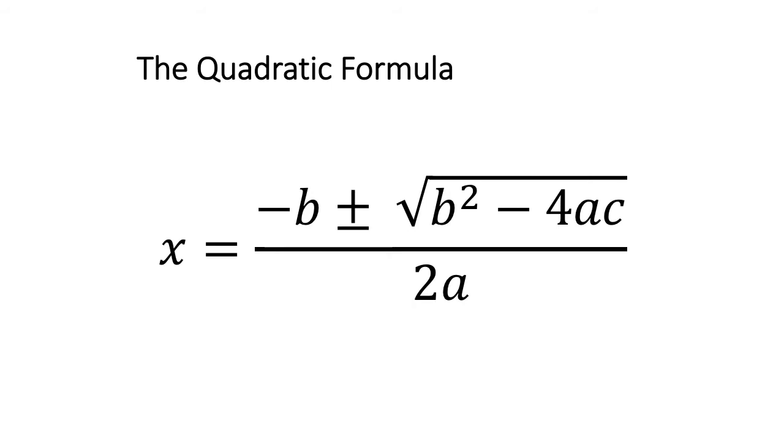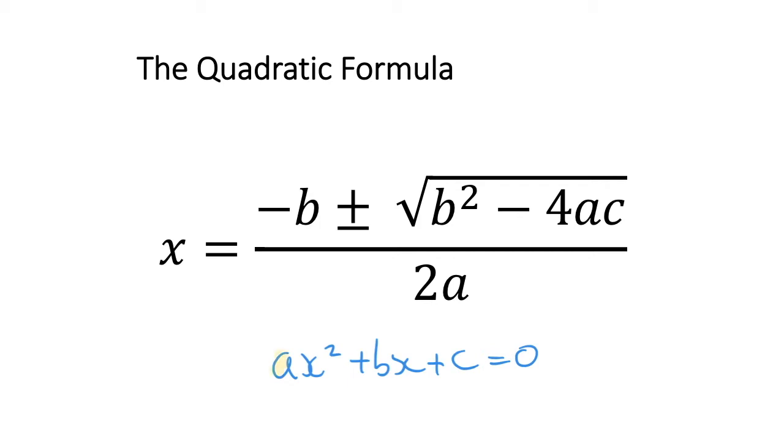So to be able to use the quadratic formula, what you need is to be able to identify your a, b, and c values from the original equation. So remember, the standard form of a quadratic equation is ax squared plus bx plus c is equal to 0. You apply that standard form to the equation in your question to be able to identify what your a, b, and c values are.